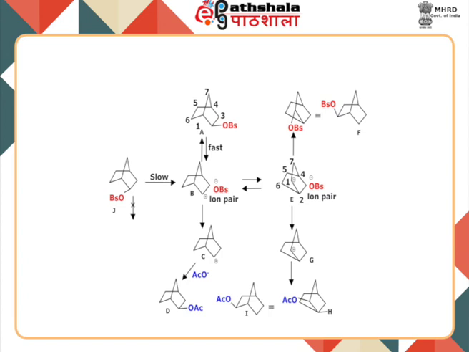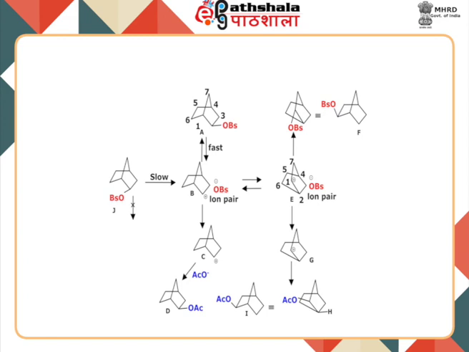J to B is the slow ionization of endo brosylate, that is the C1-H and the C1-C6 bonds hinder ionization, and no such hindrance exists with A. B to A is ion pair return and E to F is the rearranged ion pair E return. A and F are enantiomers and hence racemic.